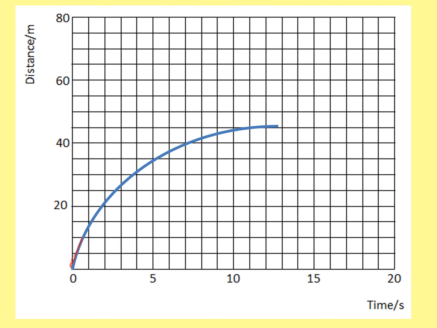If I go to the middle section over here, I can see that the gradient is shallower. Therefore, the speed is slower. So this curve on a distance time graph shows deceleration, an object getting slower and slower and slower. And the only way an object can get slower and slower is if there is a resultant force acting on that object. So when you see a curve like this, you know it's deceleration, and you know that there is a resultant force acting on that object.